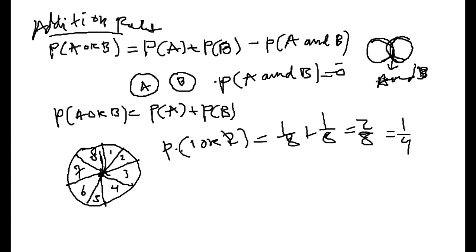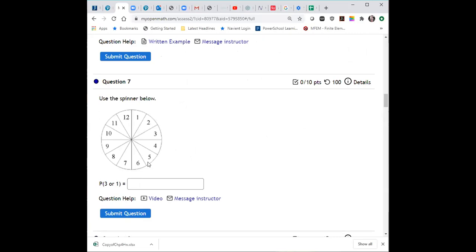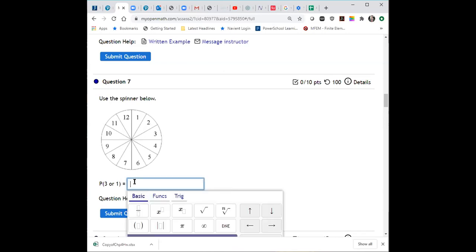So for your problem, let's go back to your problem. How many numbers on the spinner do you have? You have 12 numbers on the spinner, right? So that means the probability for one number is 1 over 12. Now I'm looking for the probability of 3 or 1. So you need to add the probability of 3 plus the probability of 1. So you have 1 over 12 plus 1 over 12. So you got 2 over 12.